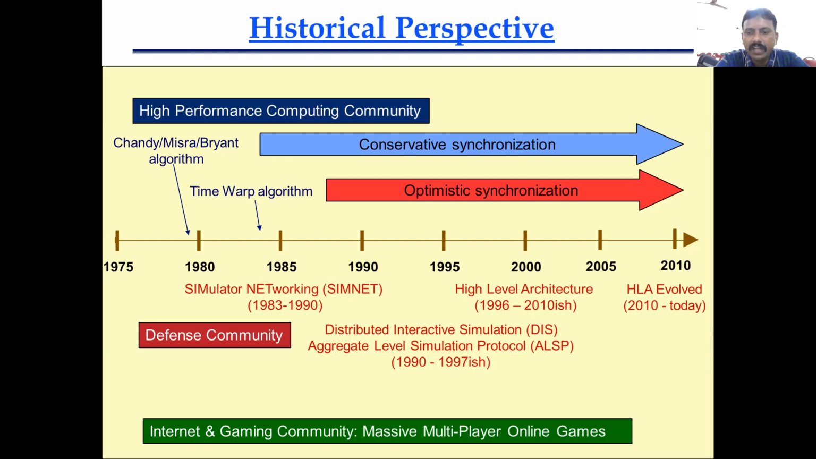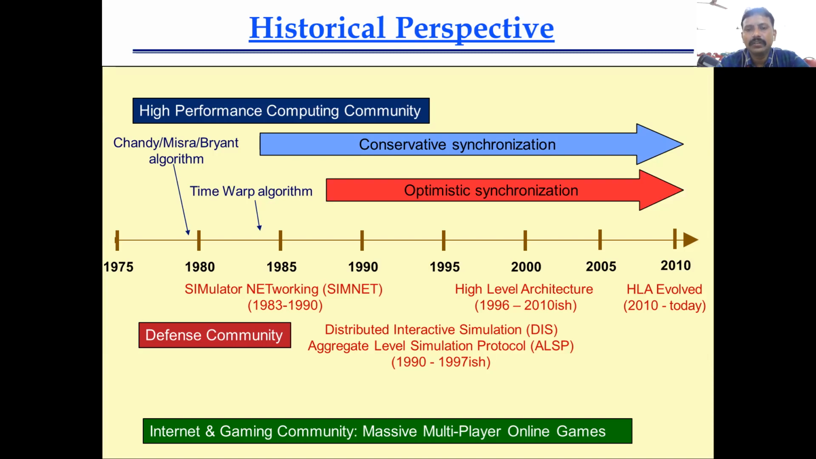Then the High Level Architecture arrived, which we have nowadays, and it was evaluated in 2010. Then the defense community developed Distributed Interactive Simulation (DIS) and the Aggregate Level Simulation Protocol (ALSP), between 1990 and 1997. In internet gaming communities, massive multiplayer online games are there nowadays. That is also one type of simulation where processors can make online games fast.